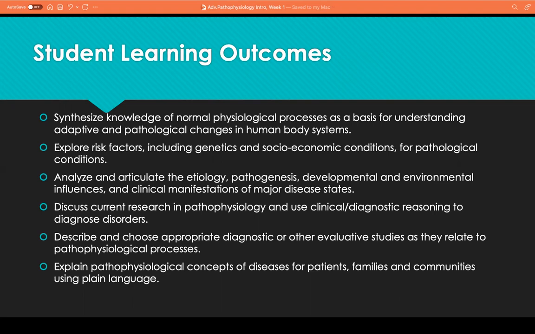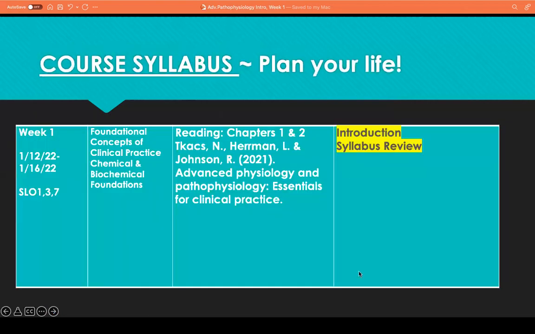Discuss current research in pathophysiology and use clinical diagnostic reasoning to diagnose disorders. You're going to be describing and choosing appropriate diagnostic and or other evaluative studies as they relate to your pathophysiological processes. And you're going to explain pathophysiological concepts of disease for patients, families, and communities using plain language. So the idea is you want to understand these concepts and then be able to break it down into very simple terminology so that you can actually explain these concepts to your patients based on their own disease and care plans that they're going to be having to learn and utilize within their lives.